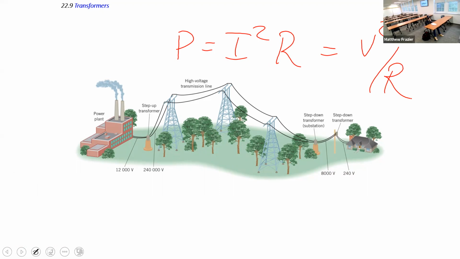Right? So these have to be true. And the idea is to minimize the power lost in transmission lines. It's generally considered the thing to do to minimize the current because it's current squared.